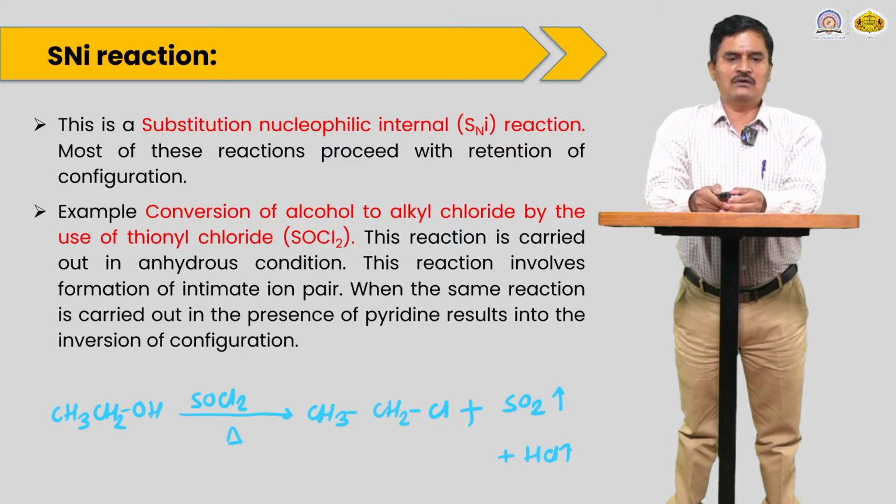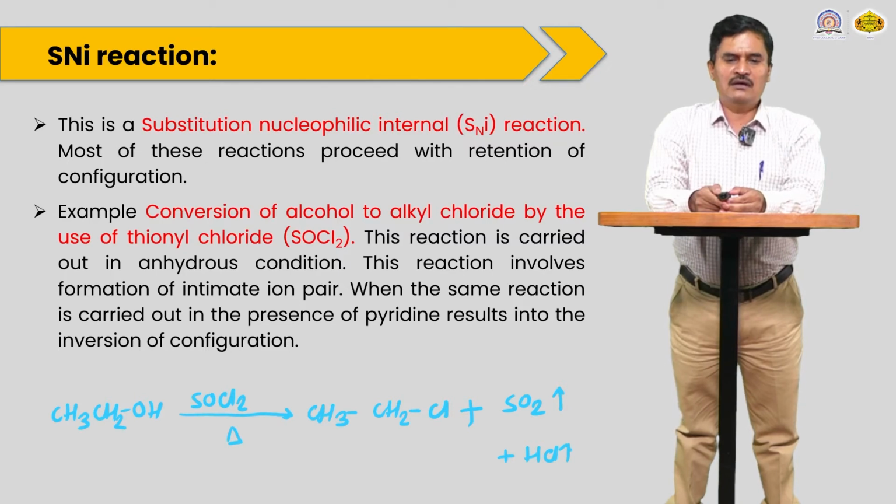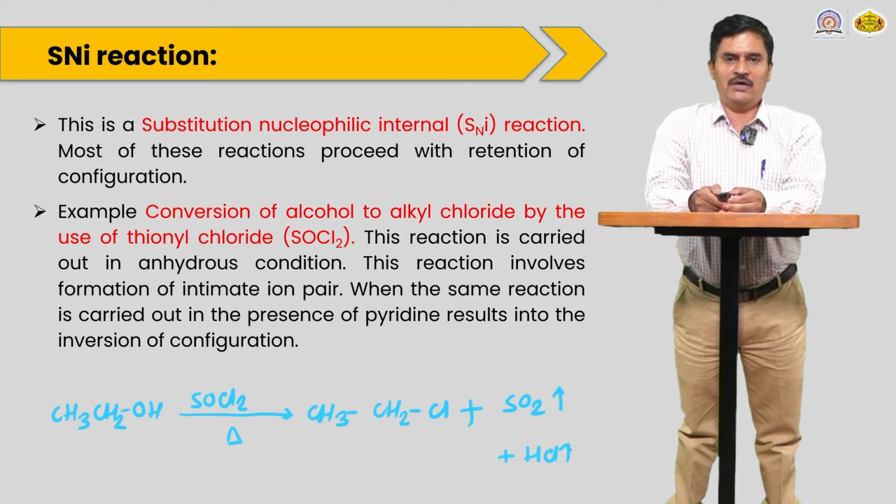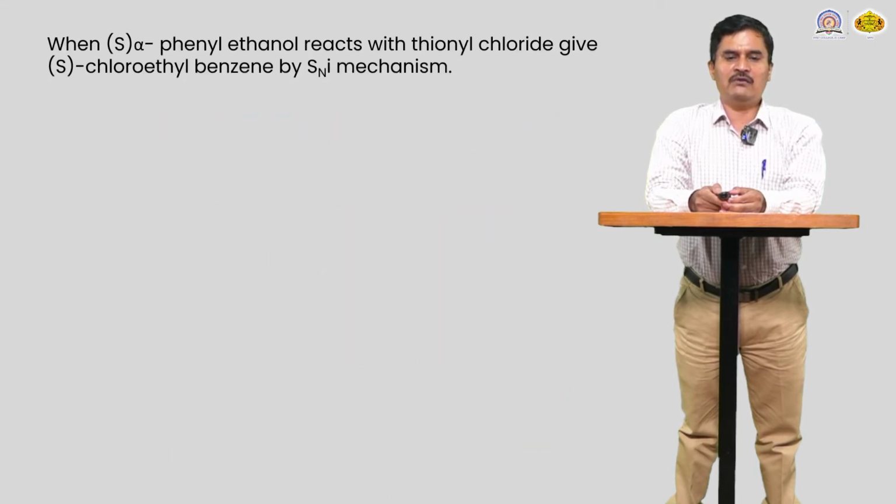This reaction is carried out in anhydrous conditions. This reaction involves formation of an intimate ion pair. When the same reaction is carried out in the presence of pyridine, it results in inversion of configuration. So the alcohol first reacts with thionyl chloride and the alcoholic OH group is converted into a good leaving group, and then Cl minus attacks from the same side and converts into the product.